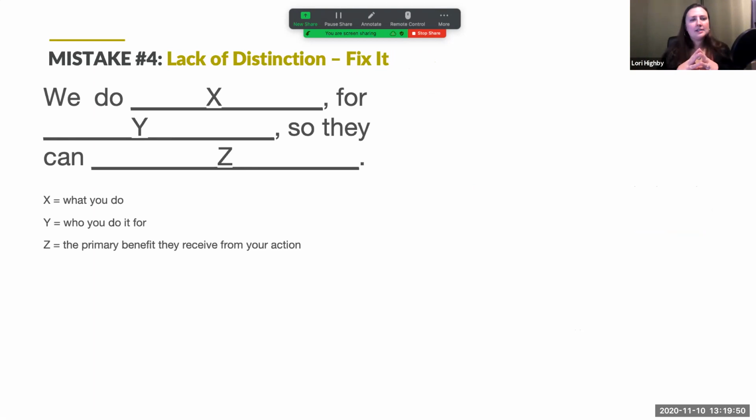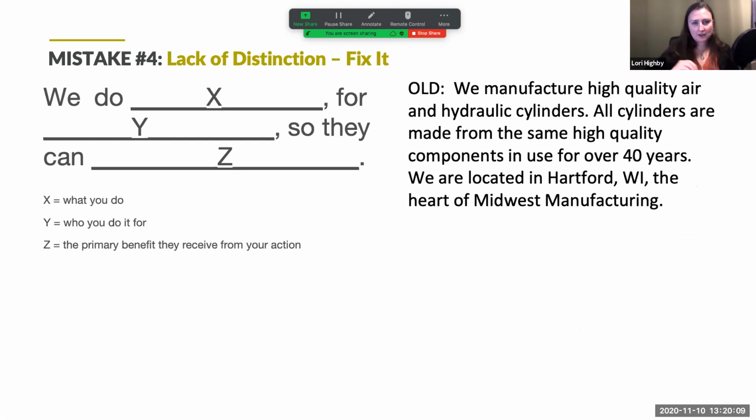There's an exercise that we do with our clients when we onboard them. We call it the XYZ strategy. And we fill in these blanks. We do X for Y so they can Z. So this exercise takes about an hour and a half as an exercise overall. But you can see I pulled this out of that screenshot from the last slide for the hydraulic cylinder company.